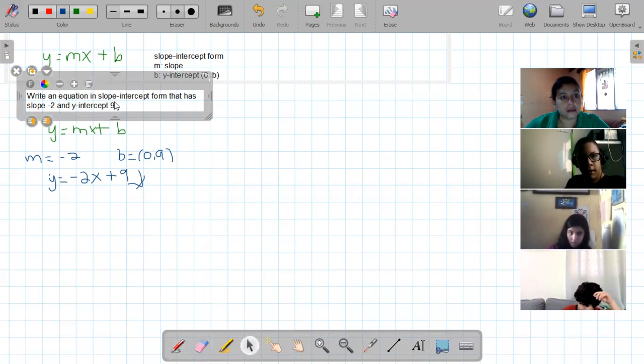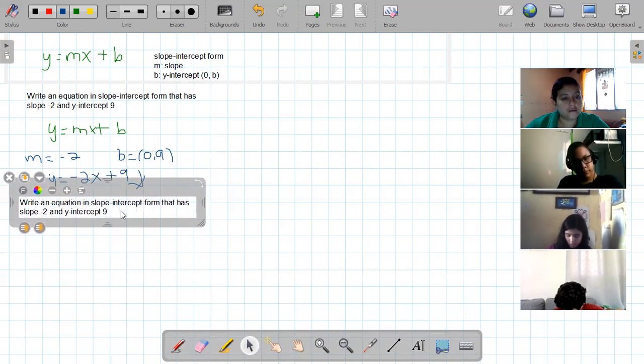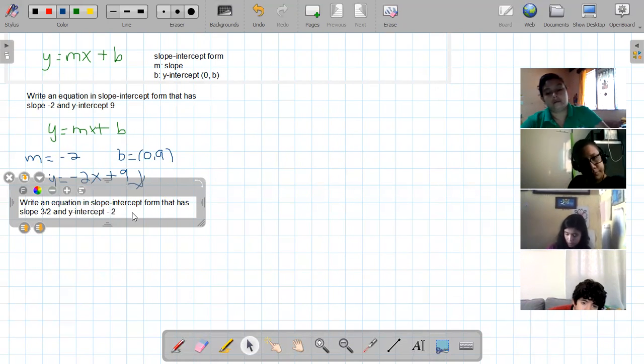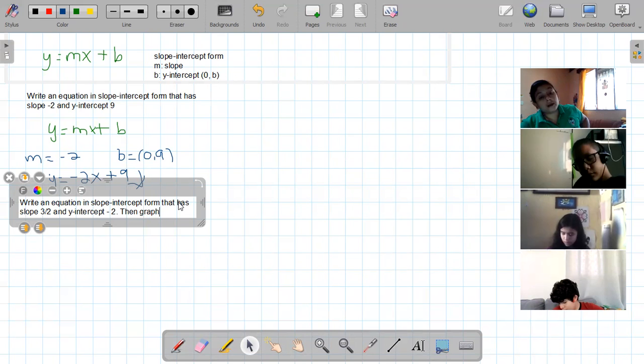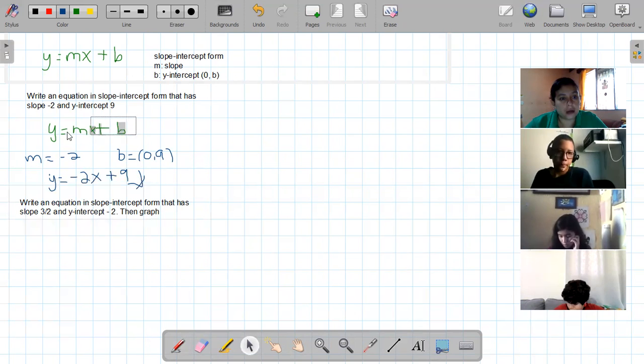In this one, we are going to graph. Okay, so write an equation in slope-intercept form that has slope 3/2 and y-intercept -2. Then graph, okay? And we're going to graph using the slope-intercept method because we are being asked for an equation in slope-intercept form.